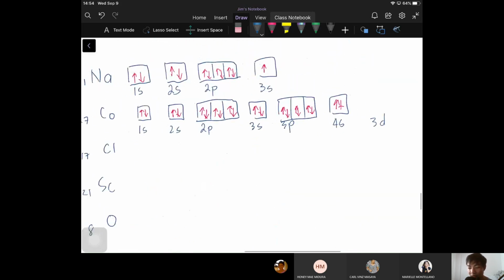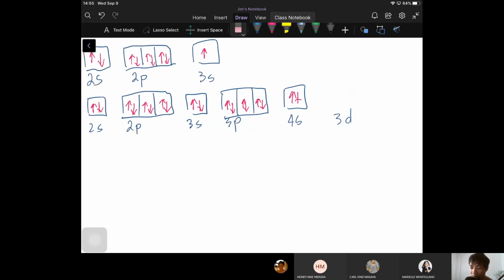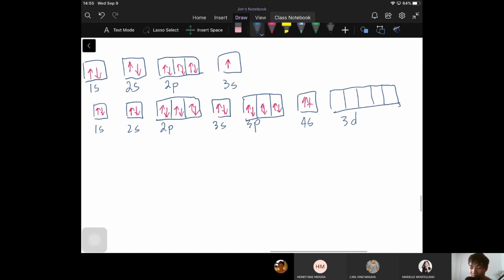Sa bahay naman tayo eh. Okay. So, 3d. Ilang shapes uli kaya ng d? 5 shapes, diba? Kasi 5 yung kanyang magnetic quantum number, in negative l to positive l. So, ilang boxes yon? 5, no? So, 5 yan. 1, 2, 3, 4, 5. Ayan.